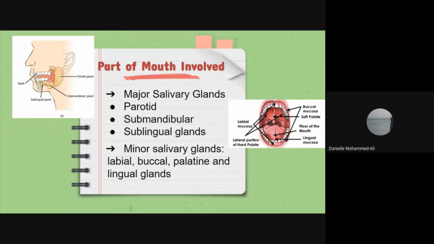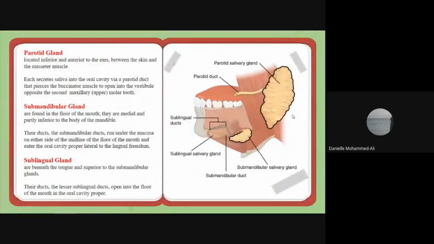There are minor salivary glands which include the labial, buccal, palatine, and lingual glands. Now, the parotid gland, which is located on the inside of the cheek, is the largest salivary gland, and it secretes saliva into the oral cavity via a parotid duct that pierces the buccinator muscle to open into the vestibule opposite the second molar tooth.